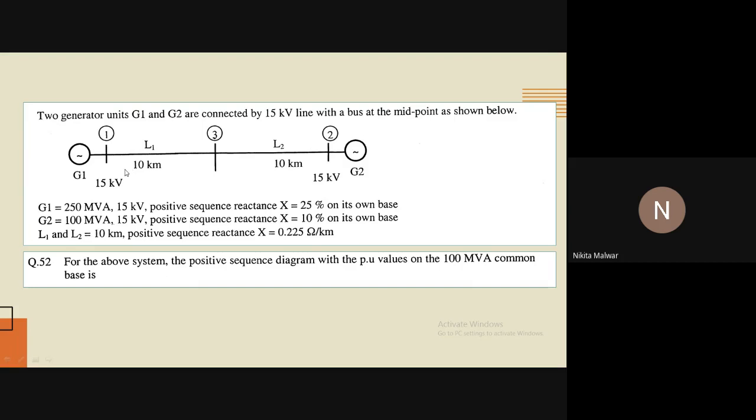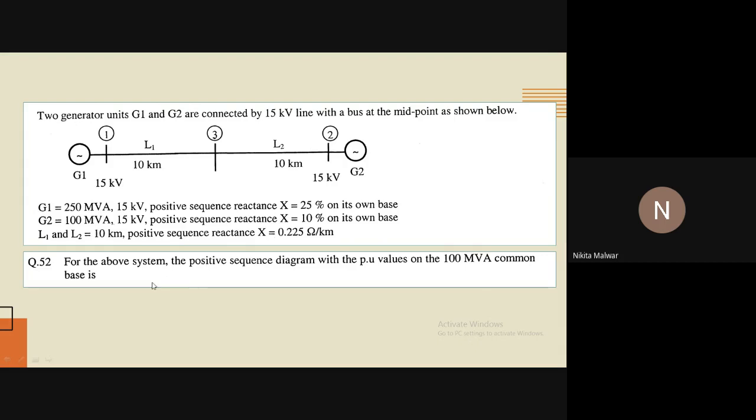So what is the own value? Own value means the given value is what we have to consider as the base value. So what will be the base value for generator 1 and generator 2? All the given values will be considered as its base value. So no need to consider any value other than this. Okay. Now the length of transmission lines 1 and 2 is given to you. After that, positive sequence reactance is already given for this line.